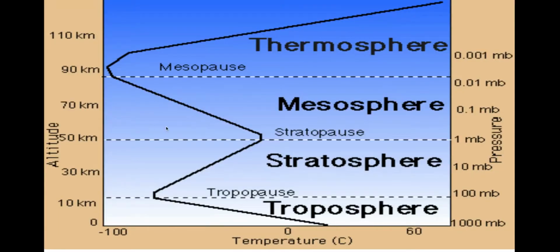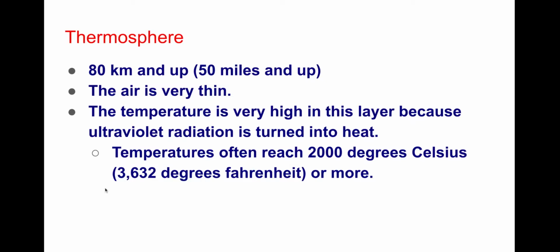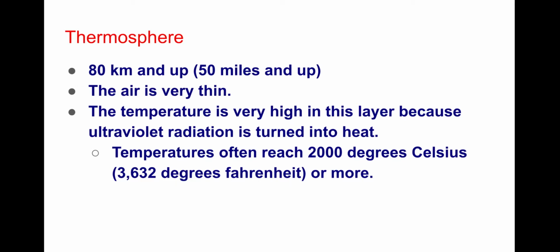Now we're going to look at the thermosphere. The thermosphere is the highest layer. It goes from 80 kilometers and up. It is very thin. The temperature is very high in this layer because UV radiation is turned into heat. Temperatures can often reach 2,000 degrees Celsius.